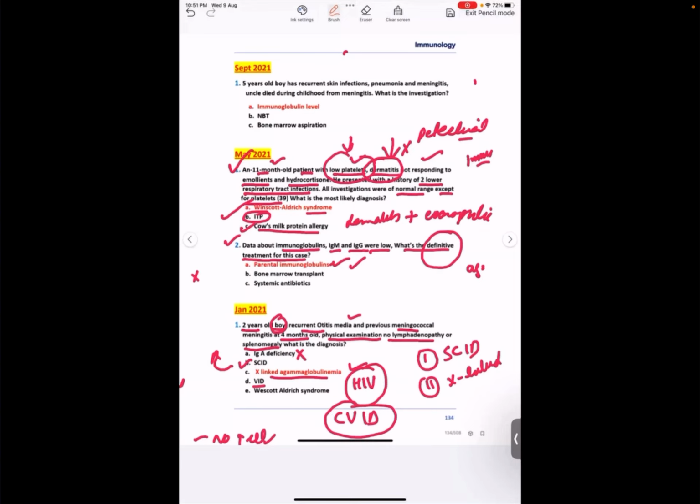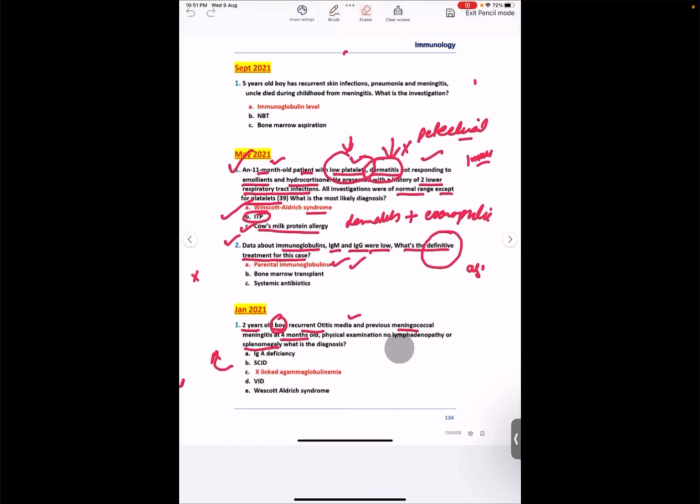No, yes, that's an option, but always remember what is the usual presentation of HIV? It may be recurrent infections, but what is typical of HIV? This is lymphadenopathy. Lymphadenopathy is a very typical, usual presentation of HIV, right? Here they have specifically mentioned no lymphadenopathy, no splenomegaly. Write down another point for HIV.